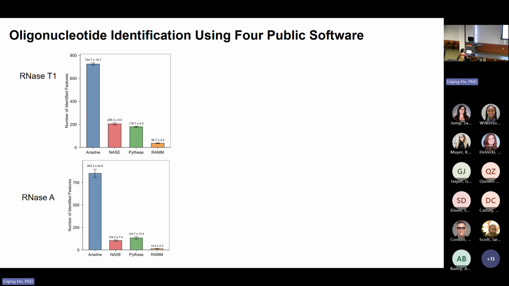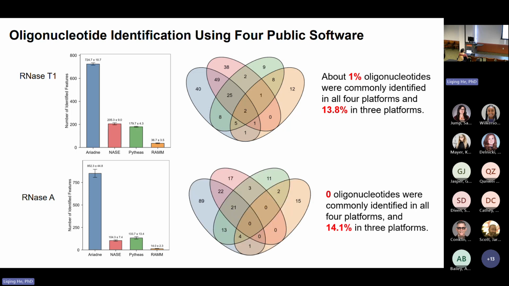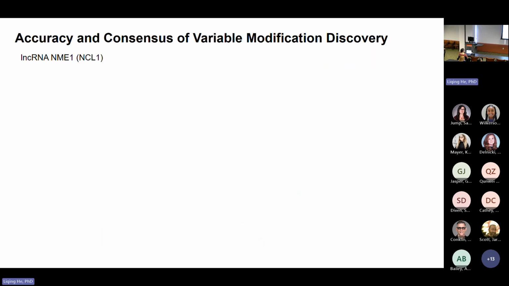And we think if an oligonucleotide is identified by all these platforms, we can be confident in this identification. So we compared the results of this identification, but we found only two oligonucleotides identified in all 4 platforms. That's about 1% of all identified oligonucleotides. And 13.8% of oligonucleotides were identified in 3 platforms. And it's even worse for RNase A. 0 oligonucleotides were identified in all 4 platforms, and 14.1% of oligonucleotides were identified in 3 platforms. It's so different. And for modification, you can see from this.